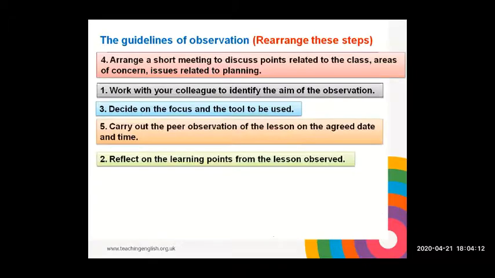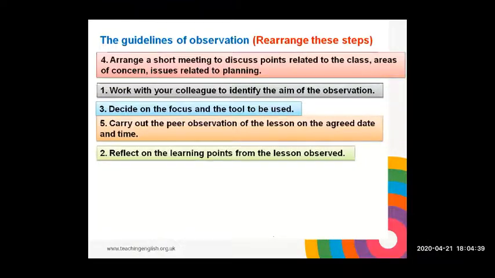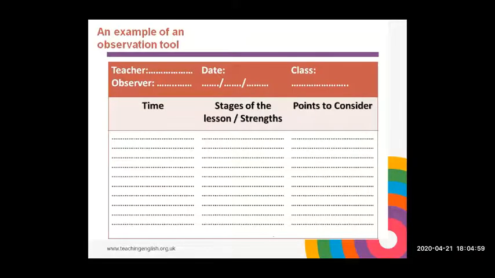The next would be carry out the peer observation of the lesson on the agreed date and time, that you have agreed with your colleague on. And the last one, to give a reflection on the learning points from the lesson observed. This is the last one. So again, the first one will be arrange a meeting, work to identify the aim, decide the focus and the tools that you are going to use, carry out the observation, and reflect on the learning process itself. Okay, an example of an observation tool.